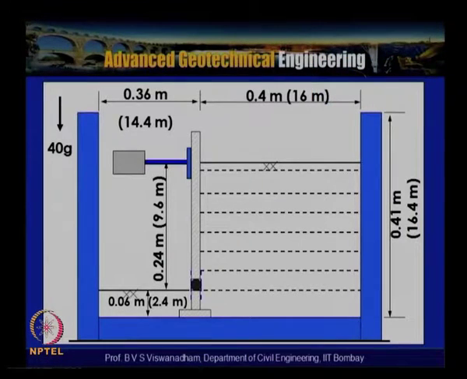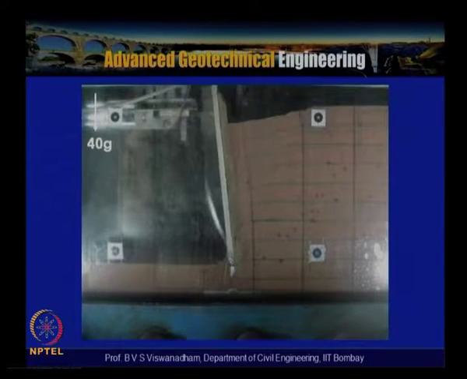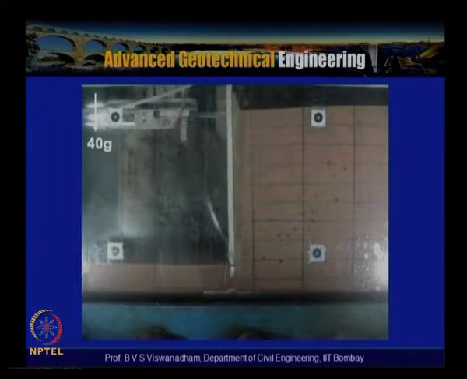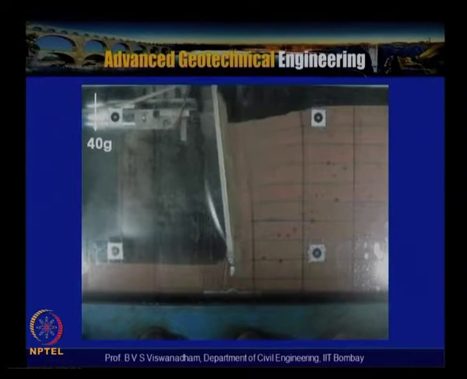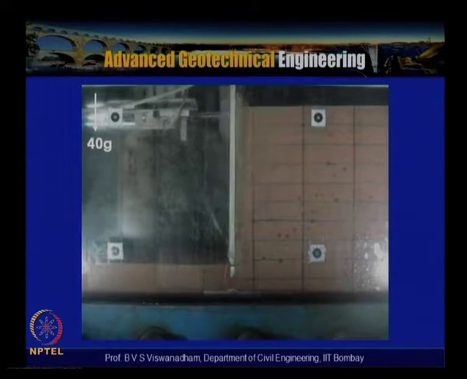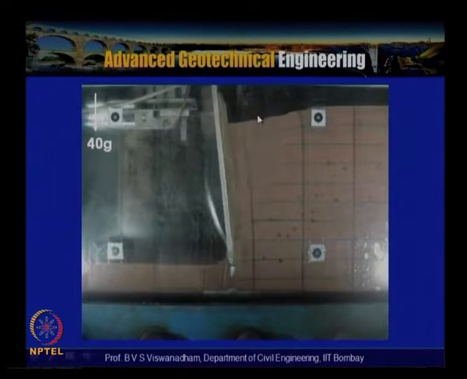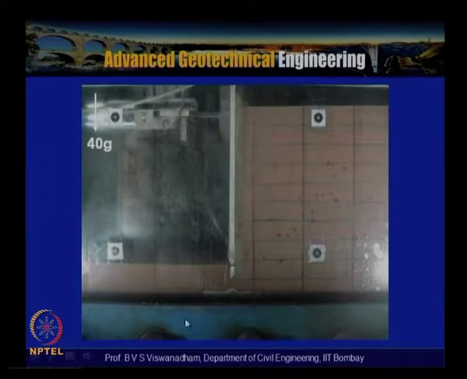So this is clearly shown in the next slide with a GIF animation, which shows that this is a picture taken by a camera at 40 gravities. You can see the pressure which is released when it attains 40 G. You can see the formation of rupture planes. This is the test we have done at 40 gravities, where you can see the failure surface occurs like this.